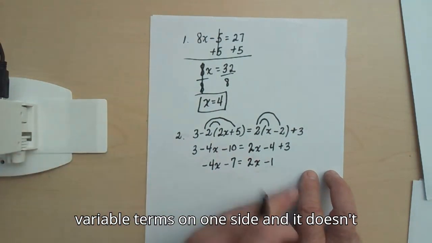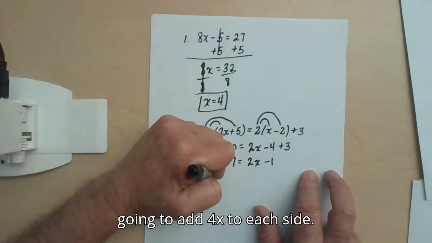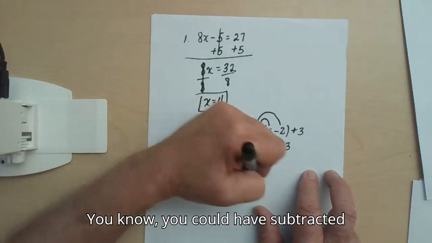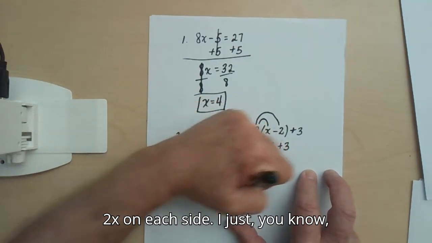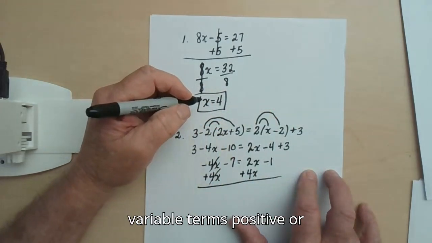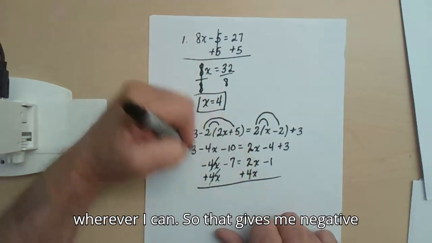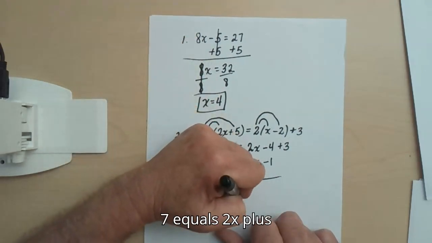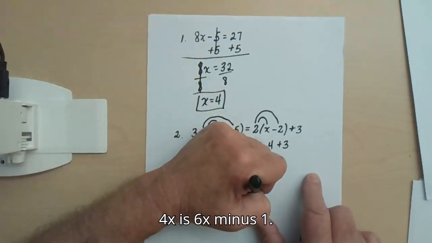Now I need to get all my variable terms on one side. And it doesn't matter which side I move it to. I'm just going to add 4x to each side. You could have subtracted 2x on each side. I'm just kind of in the habit of making my variable terms positive wherever I can. So that gives me negative 7 equals 2x plus 4x is 6x minus 1.